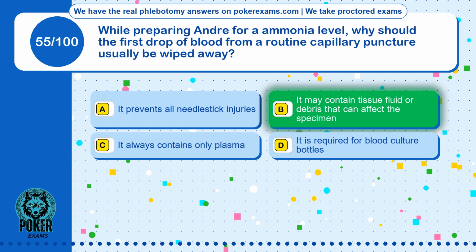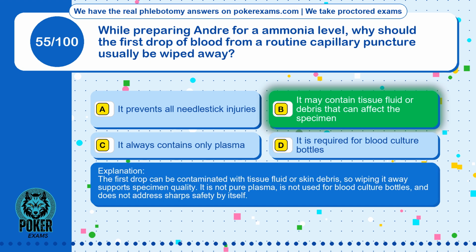The correct answer is option B. It may contain tissue fluid or debris that can affect the specimen. The first drop can be contaminated with tissue fluid or skin debris, so wiping it away supports specimen quality. It is not pure plasma, is not used for blood culture bottles, and does not address sharp safety by itself.